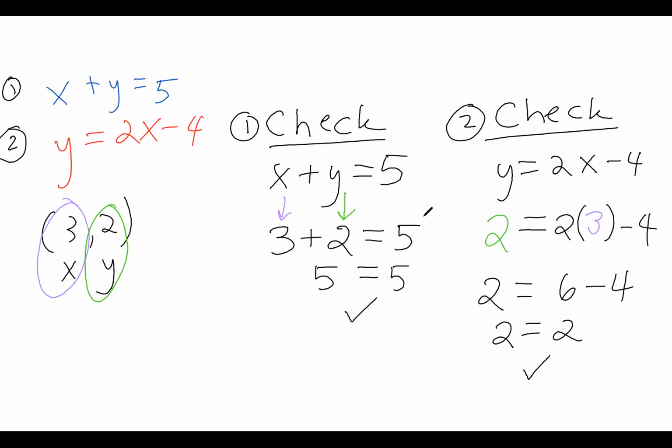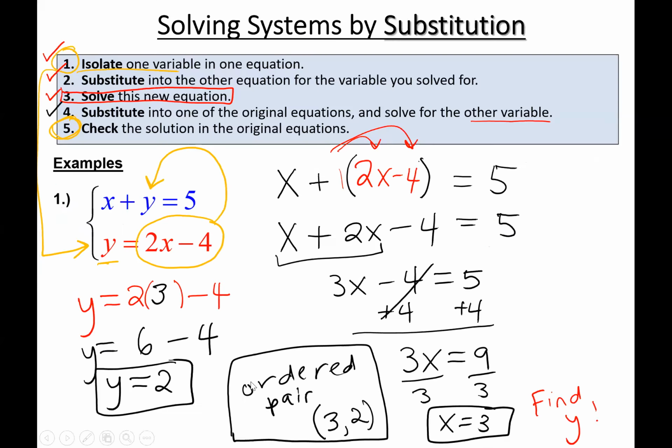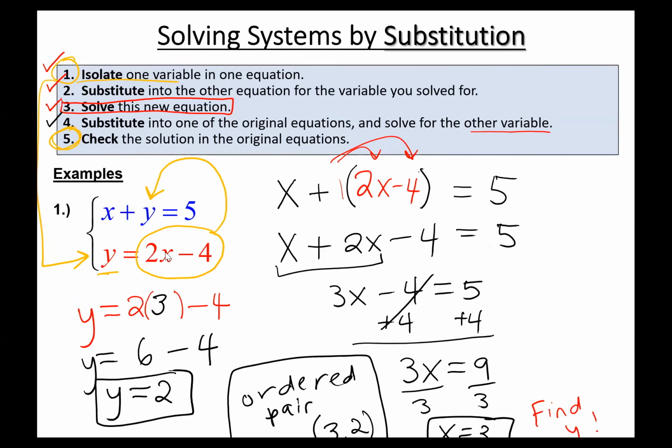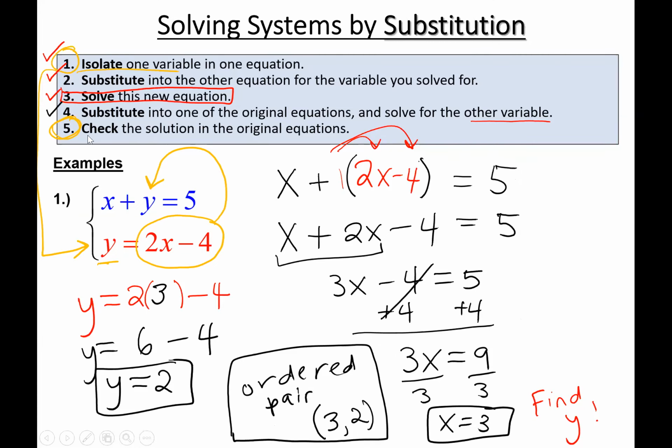So that's an example of solving a system of equations using substitution. So we had a variable by itself, and then we substituted into another equation. We worked through it and found a variable. In this case, we found x first. Then we were able to go back and find y. And finally, we had to check our solution at the end.